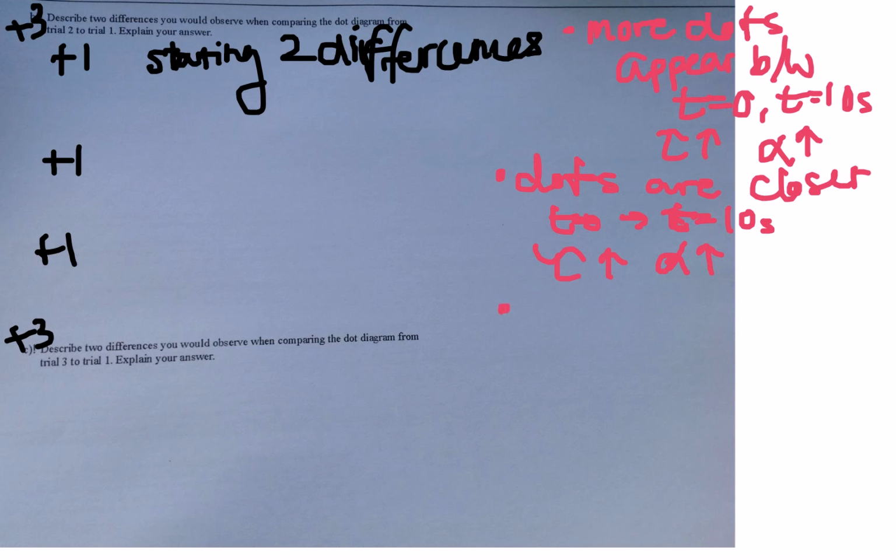Another possible, and again, you only need 2 of these, but there are about 5 possible. So that's 2. Another one is, again, there are more dots after 10 seconds.